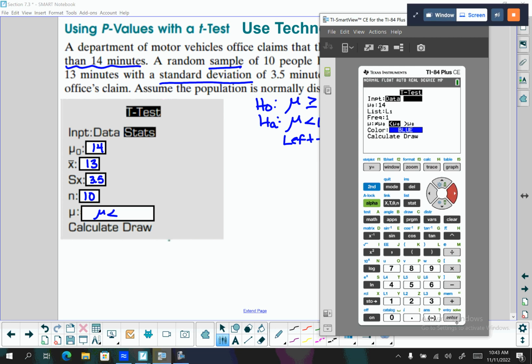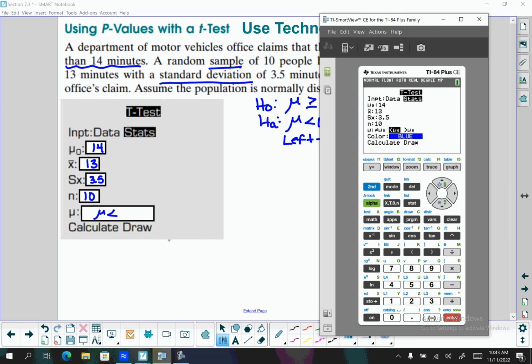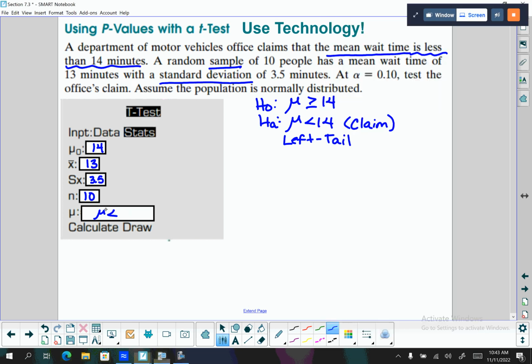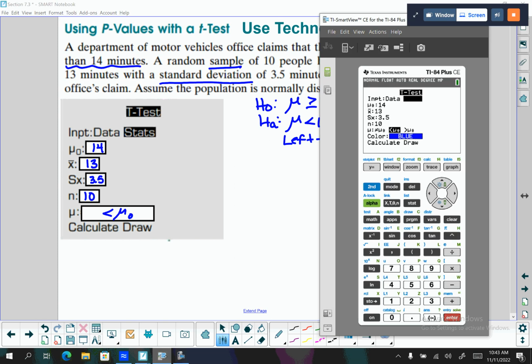All right, we have the stats. We don't have the raw data, so that's why we're using the stat option here. And then go ahead and put all this in there. Again, we're going to highlight the one that's less than. I wrote mine wrong, I guess. Make it match there. It was less than, it looks like that. Okay. All right. And then hit calculate when you're ready.